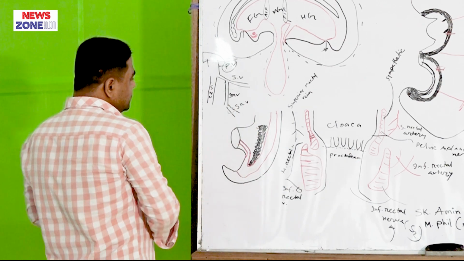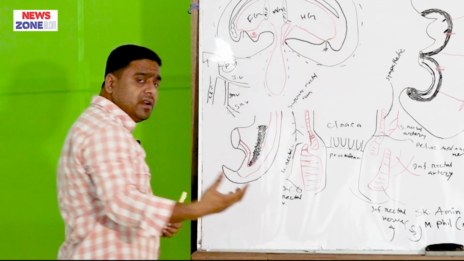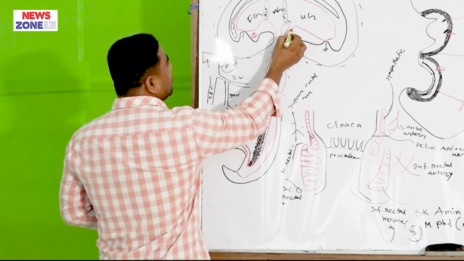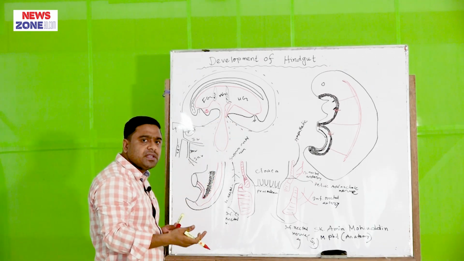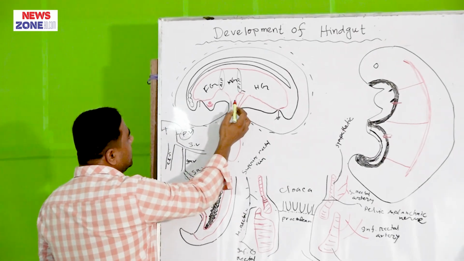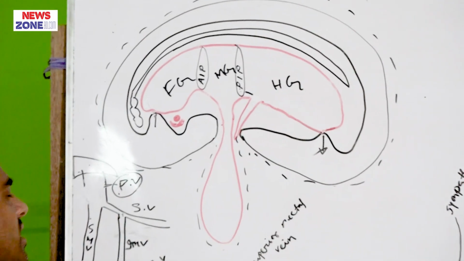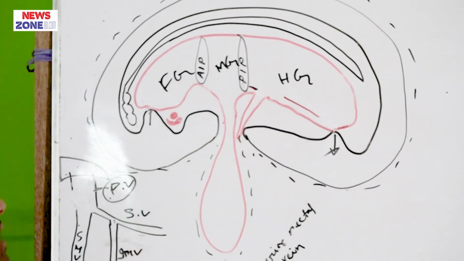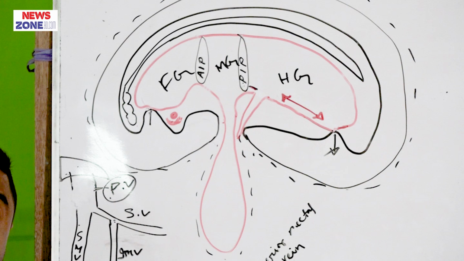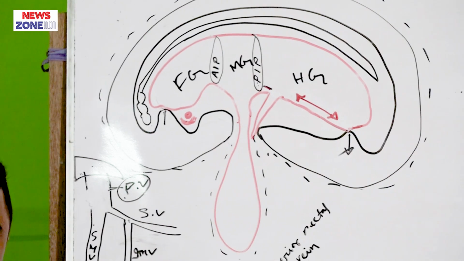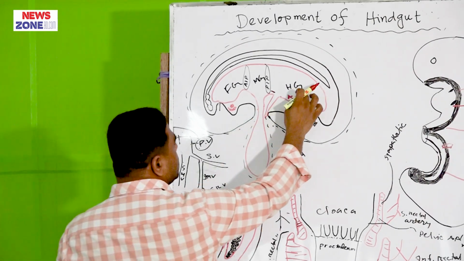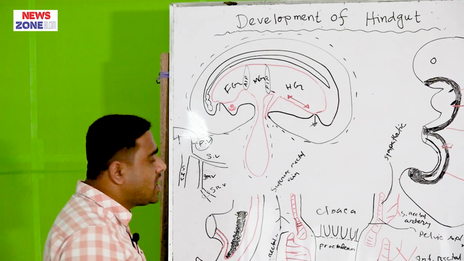Now here is the hindgut, which is again divided into two parts by the allantois. This is the allantois. The allantois is the projection of the yolk sac toward the connecting stalk. By the allantois the hindgut is divided into a pre-allantoic part and a post-allantoic part. The post-allantoic part is also called the cloaca, or the endodermal cloaca, because it is an endodermal tube.